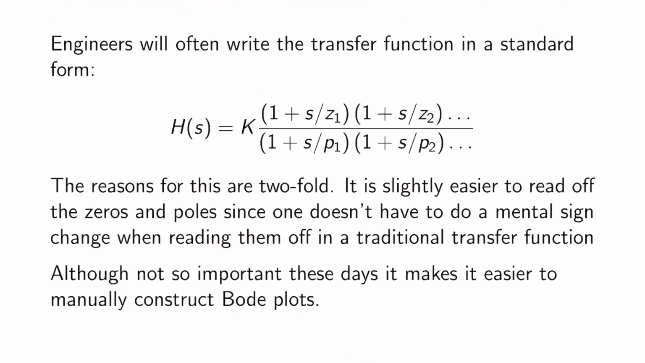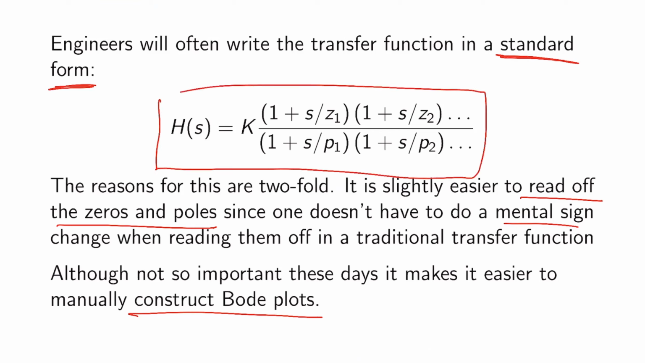The other thing is you'll see transfer functions also written in what's called a standard form. This is done for 2 reasons. One, it's easier to read off these zeros and poles because you don't have to do a mental sign change. That's not really that important. But the real reason why people used to do this was for constructing Bode plots, and I know you're aware of Bode plots, but the manual construction of a Bode plot, which is a frequency response plot, was much easier if you expressed your transfer function in this form.